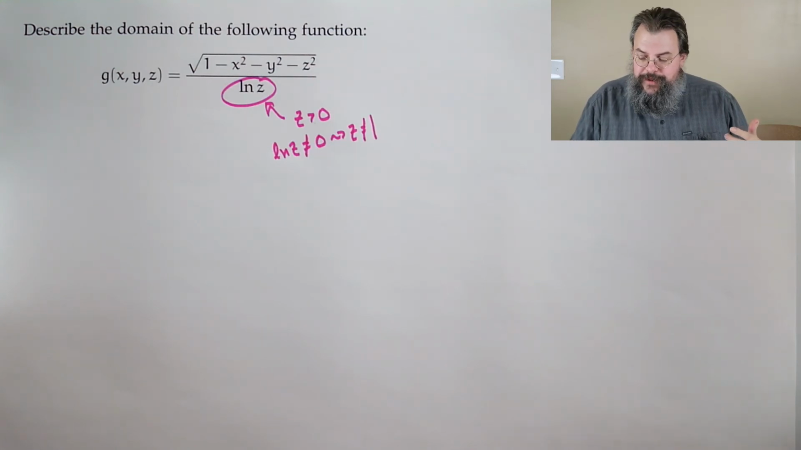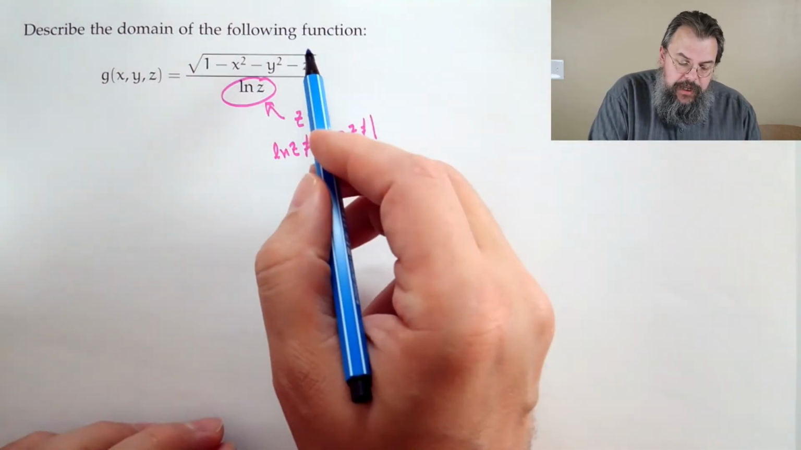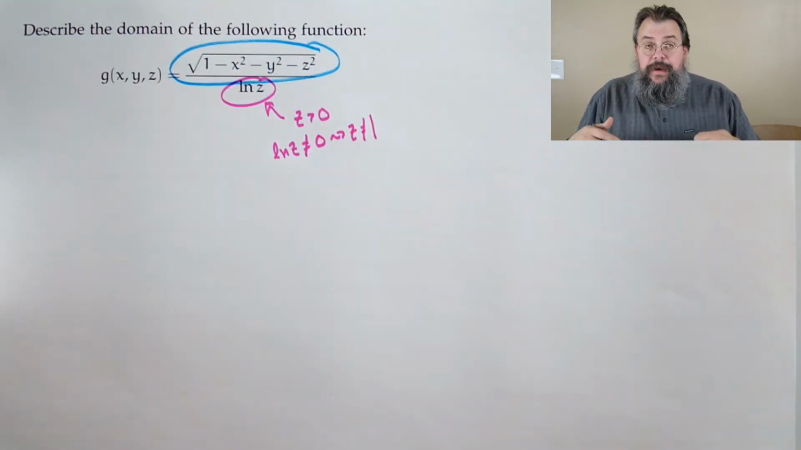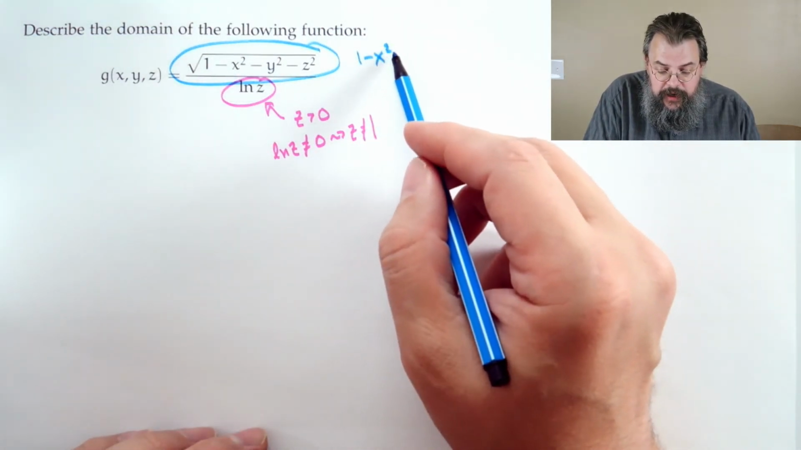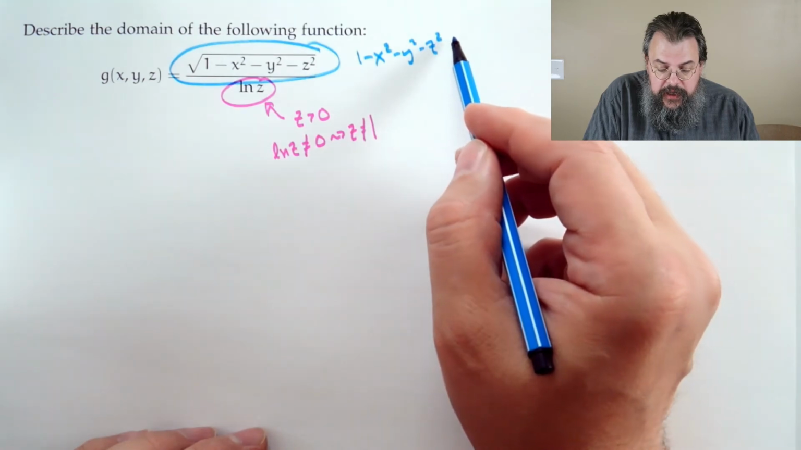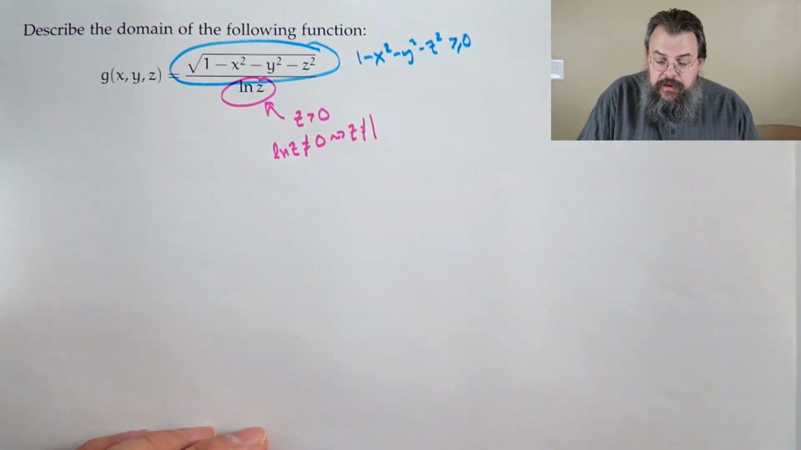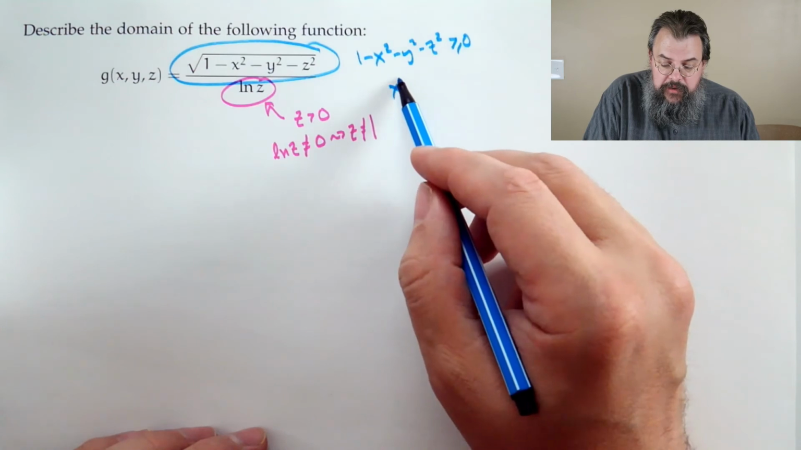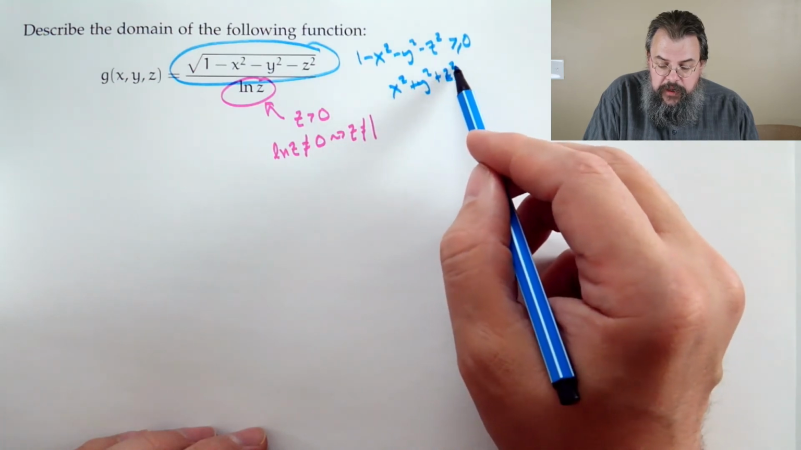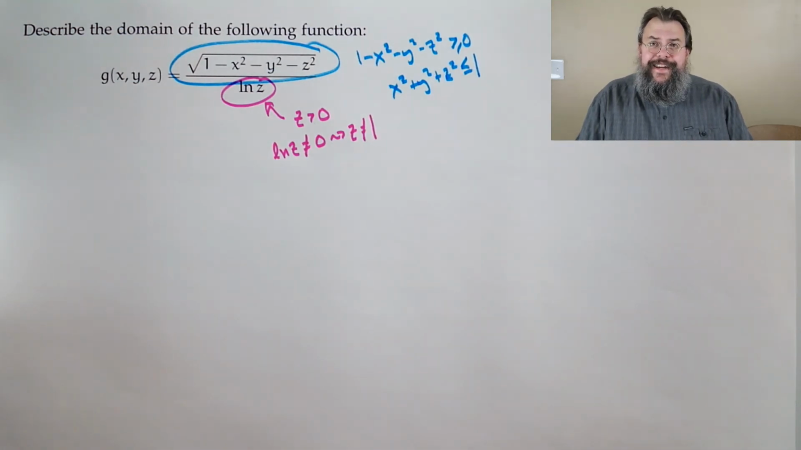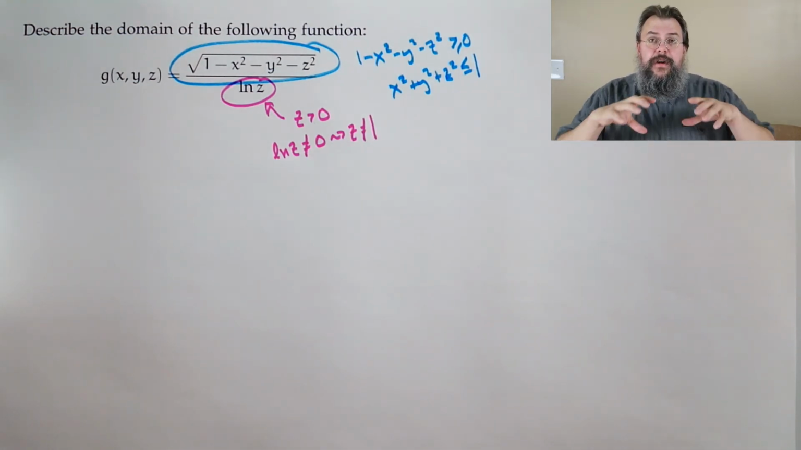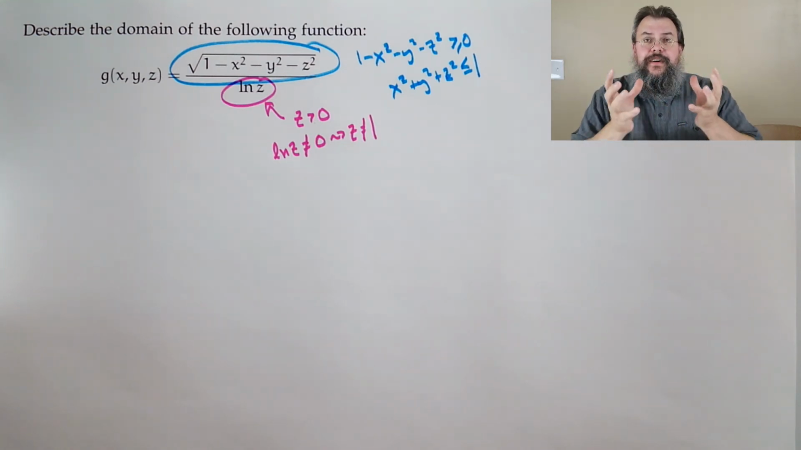Let's turn to our square root. So for our square root, we say, hey, look, we need the inside to be nonnegative. So that says 1 minus x squared minus y squared minus z squared has to be greater than or equal to 0, or x squared plus y squared plus z squared is less than or equal to 1. And we say, wait a second, we recognize that. x squared plus y squared plus z squared equals 1 is a unit sphere. The less than or equal says we're on the inside.